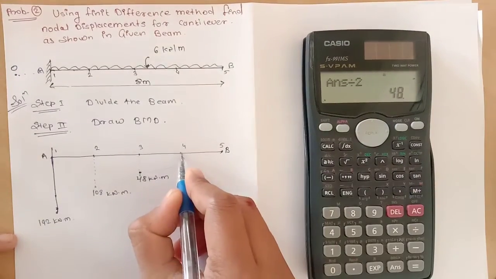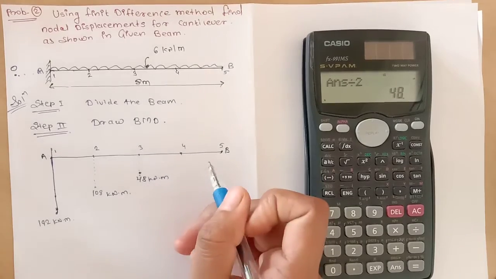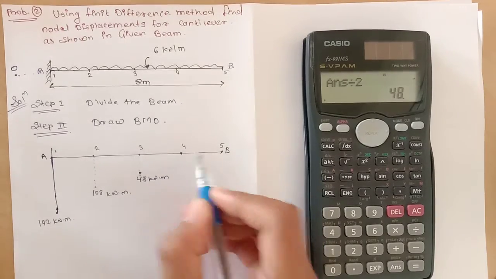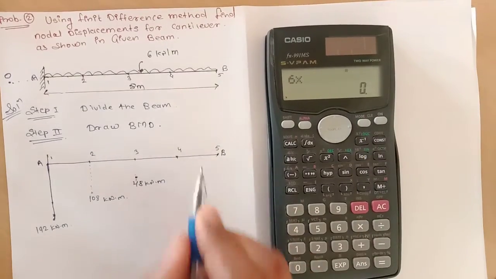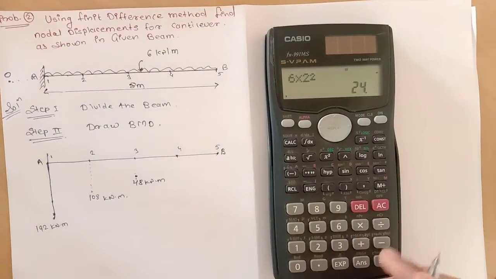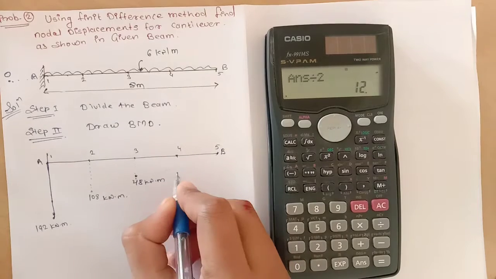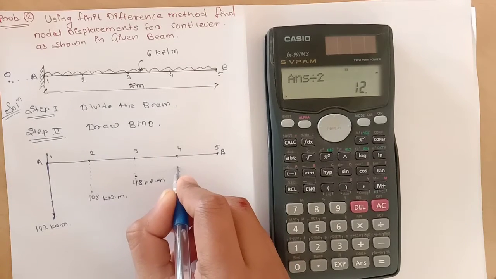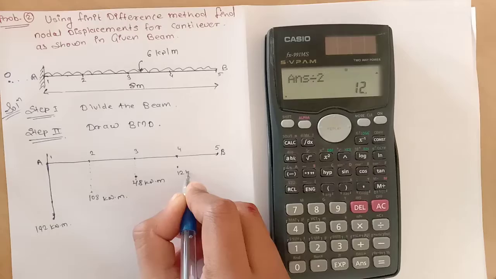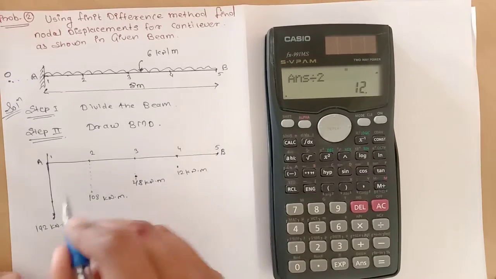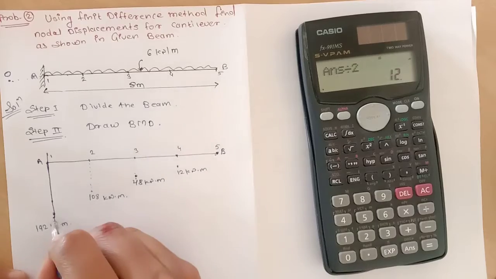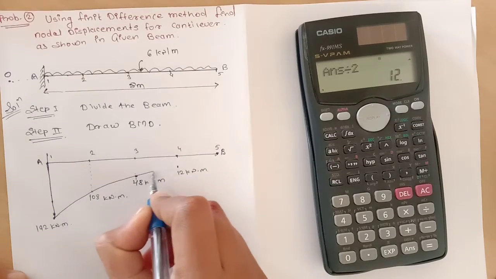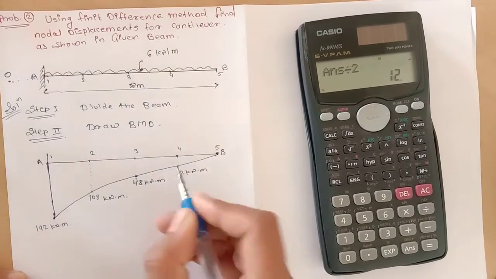Then at the fourth node point, take moment at the fourth node point. So W is 6 into distance 2, that is 6 into 2 square divided by 2. So our value is 12 kilonewton meter. And at point B it is 0. So our bending moment diagram is like that.